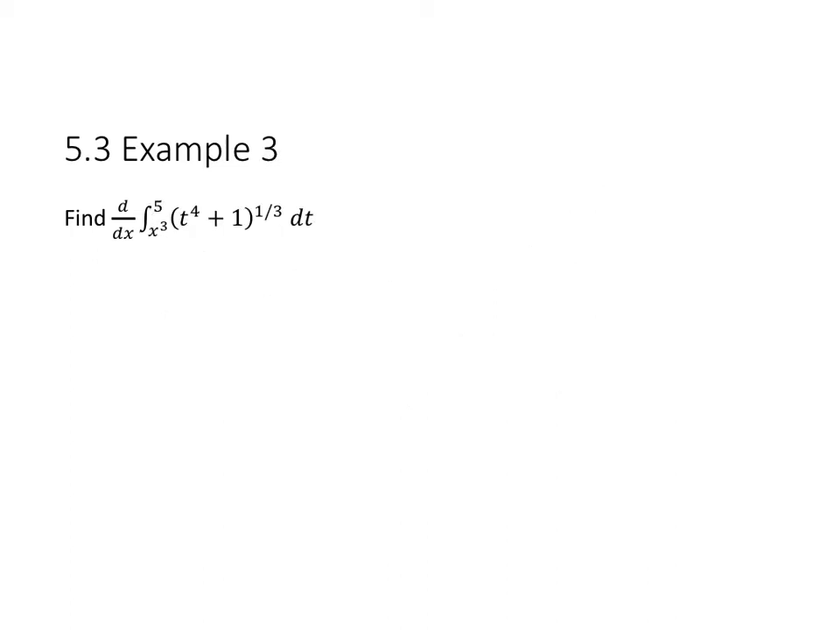So in example 3, I'm asked to do the derivative of the integral from x cubed to 5 of t to the 4th plus 1 to the 1/3. So there's a couple things I need to do for this one. First, I need the 5 to be on the bottom of my integral. And hopefully you remember from last unit, they gave us some random things that we needed to know about integrals. And one of them was if you flip over the integrands, so if I make it from 5 to x cubed, I just add a negative sign out in front. All right, now this is looking a little bit better to deal with. It's not perfect, but it's looking a little bit better.